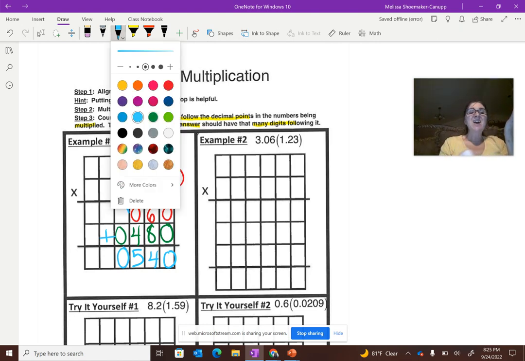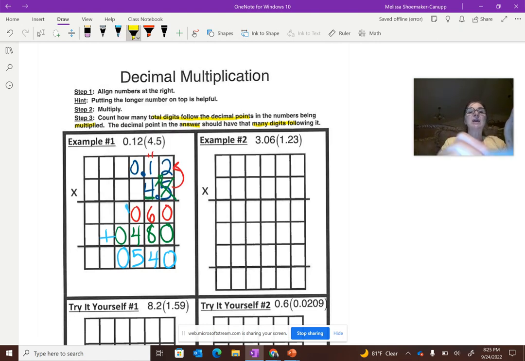So now let's go back, and I'm going to highlight in yellow the numbers that are behind the decimal. I have a 1. I have a 2. And I have a 5. Those are all on the right-hand side of the decimal. They are less than 1. How many are there? Okay, I counted 3. Did you get 3?